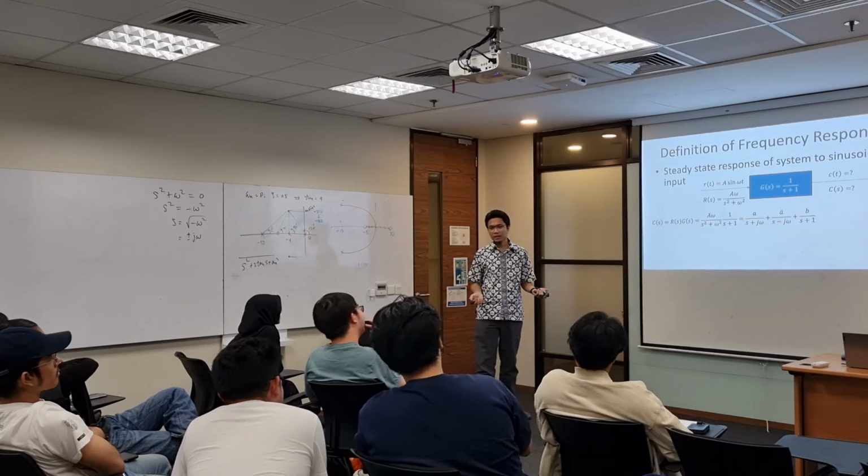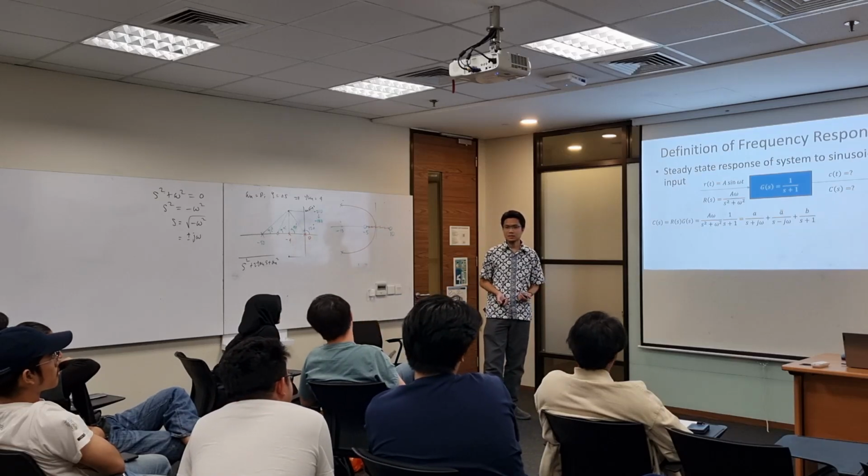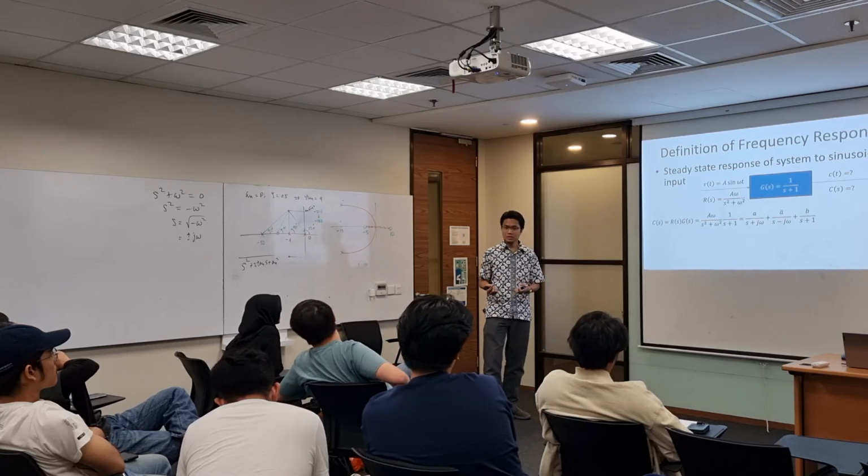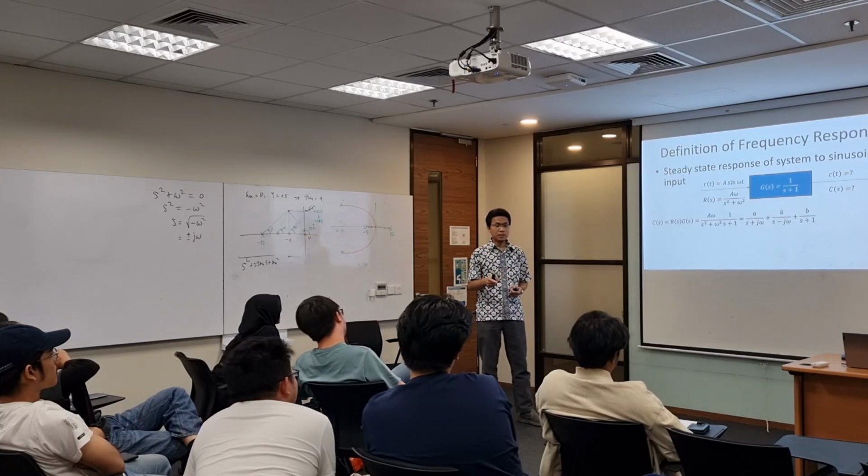So what about A and A bar? Yes, it is a constant. Why do we call it A and A bar, not A1, A2?